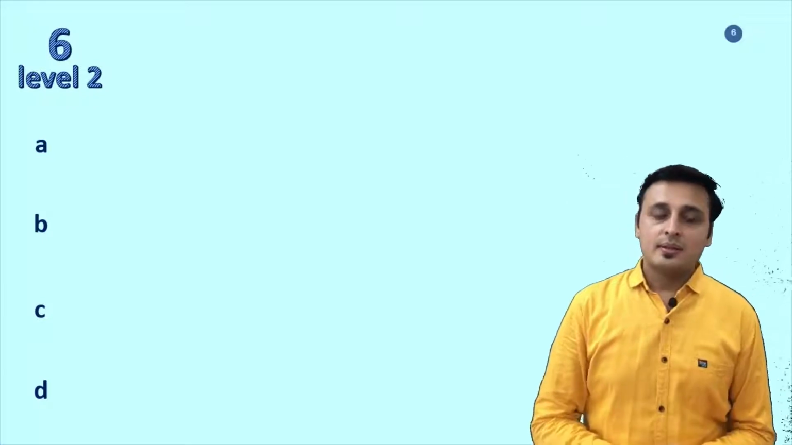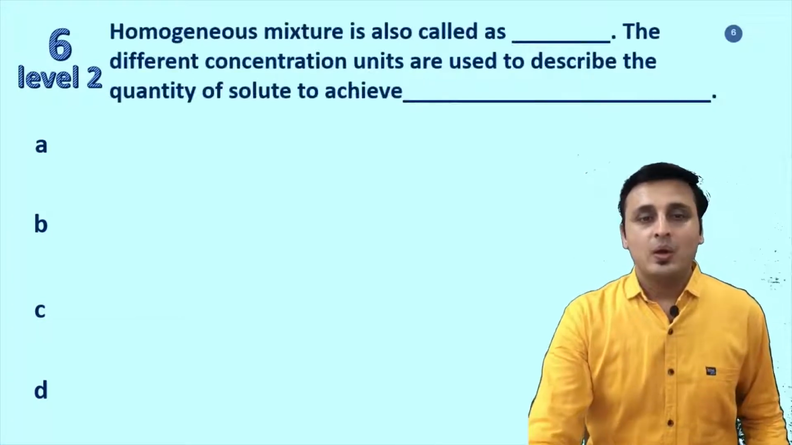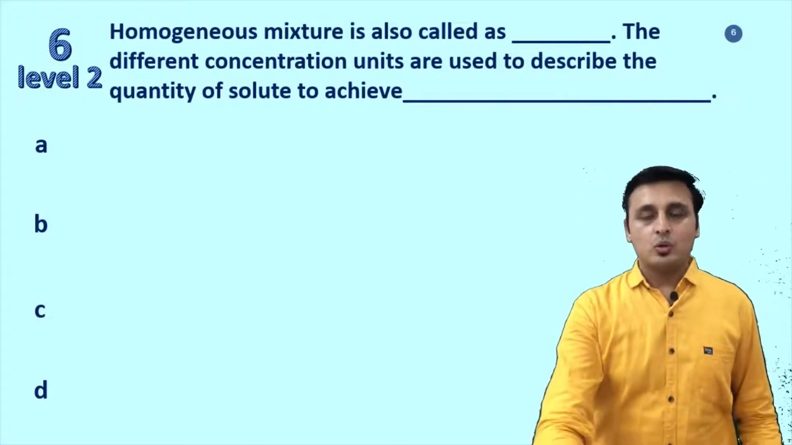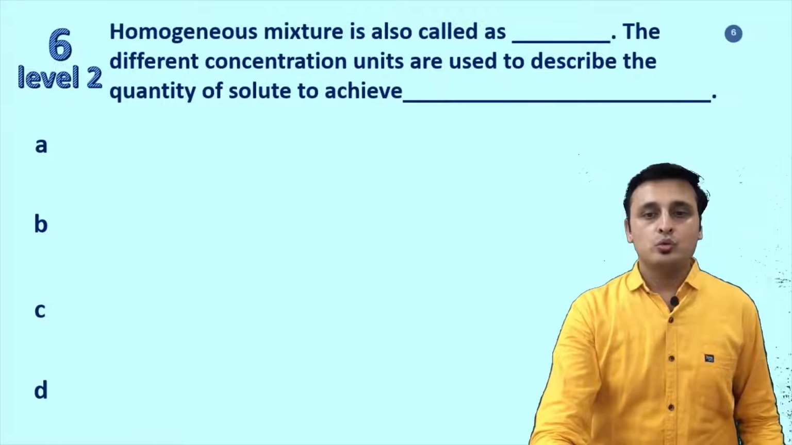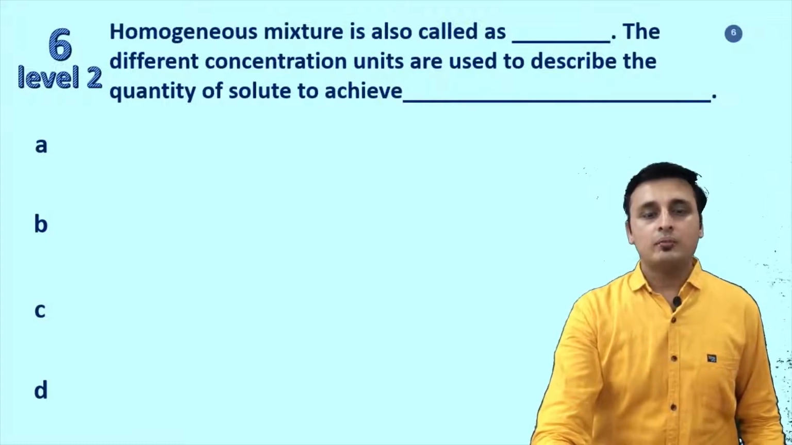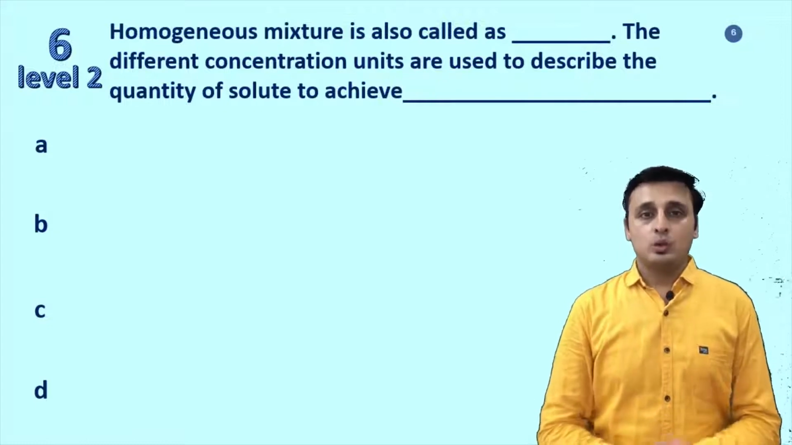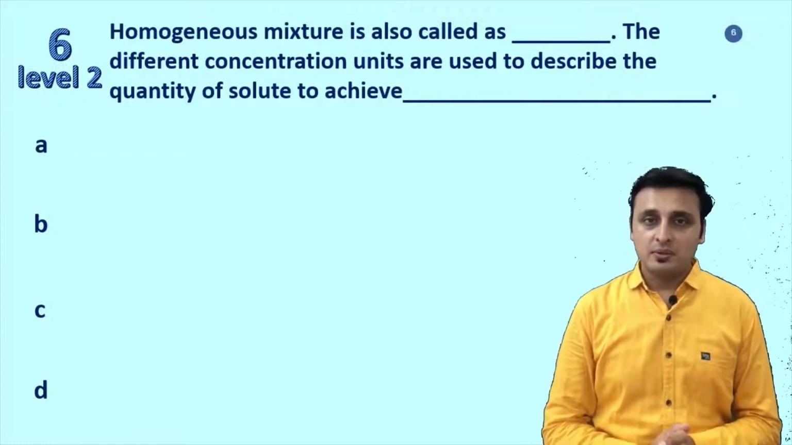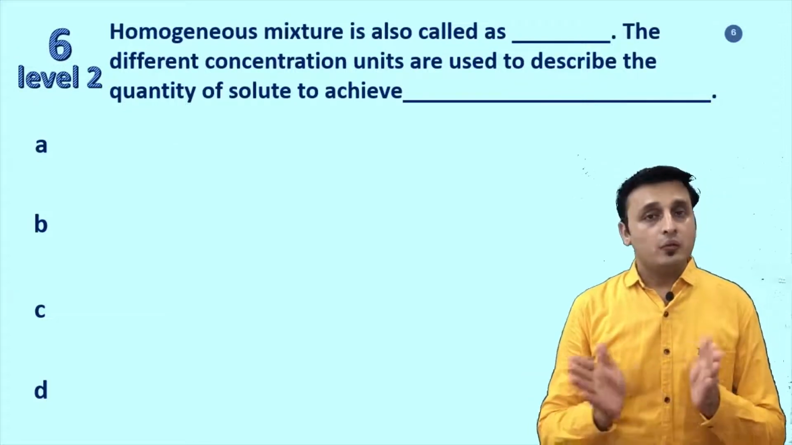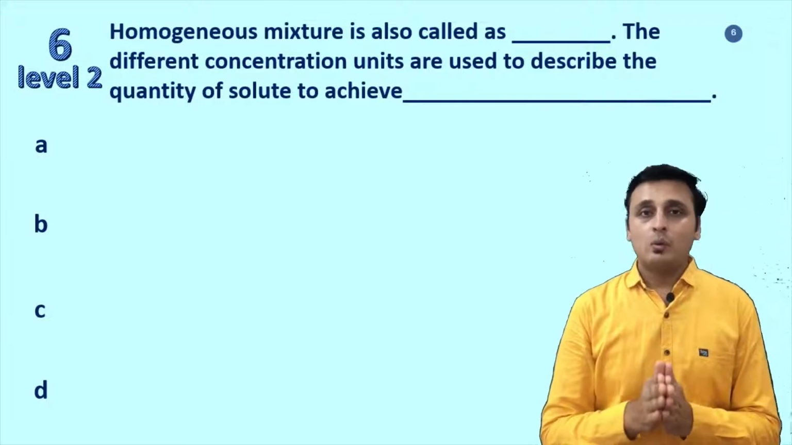Now presenting 6th question, level 2, and the question is: homogeneous mixture is also called as dash. The different concentration units are used to describe the quantity of solute to achieve dash. Dear friends, there are two questions in one question. First is that what is homogeneous mixture, and second is that why different concentration units are utilized to describe the quantity of solute in different ways.